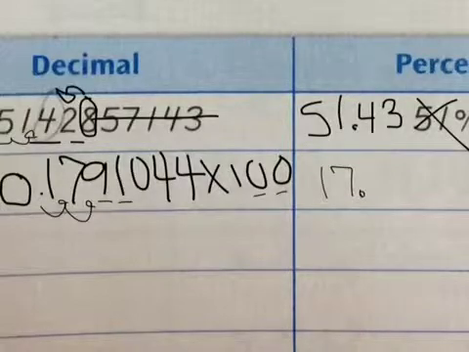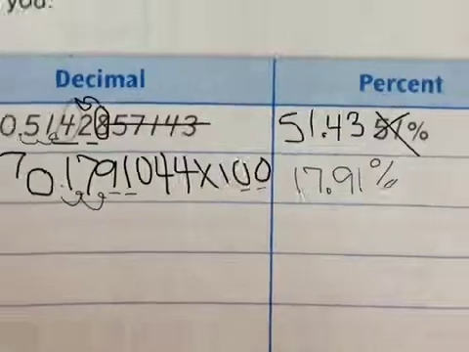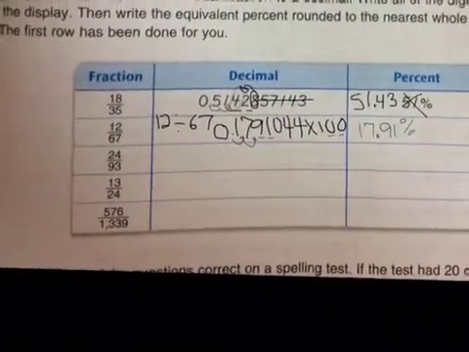Right? 91. Will my 1 change to a 2? No, because the 0 is less than 5. So it stays as 91%. Okay? Go ahead and try the next 3.